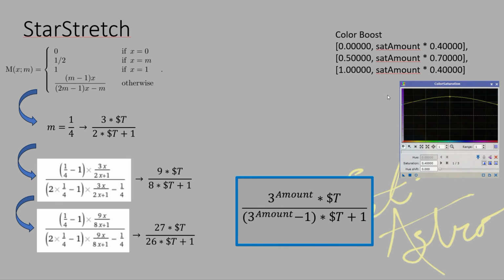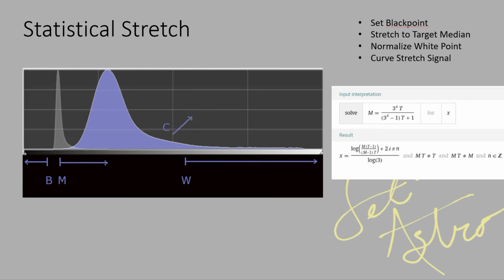The color boost, that's just a saturation boost amount. Nothing fancy there. But then for statistical stretch, we can take that equation, that 3 to the x times t all over 3 to the x minus 1 times t plus 1, and we could rearrange it. We could solve for x. So we could solve for what stretch we need to get a known value. So if we put in the current median value, what stretch do we need to hit a target median value?